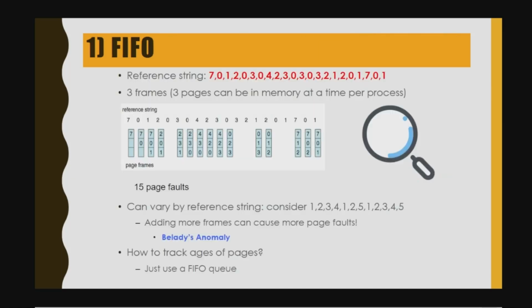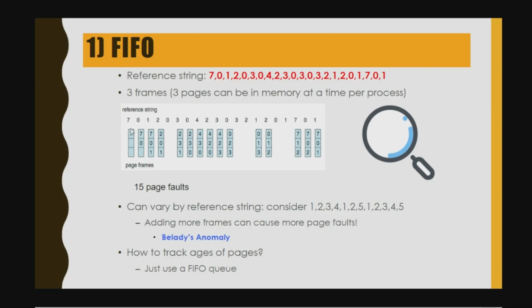Okay, so the next is the first in, first out algorithm, the FIFO algorithm. The reference string here is 7, 0, 1, 2, 0, 3, 0, 4, 2, 3, 0, 3, 0, 3, 2, 1, 2, 0, 1, 7, 0, 1. So this is the reference string, and then we have 3 frames, so 3 pages can be in memory at a time per process.